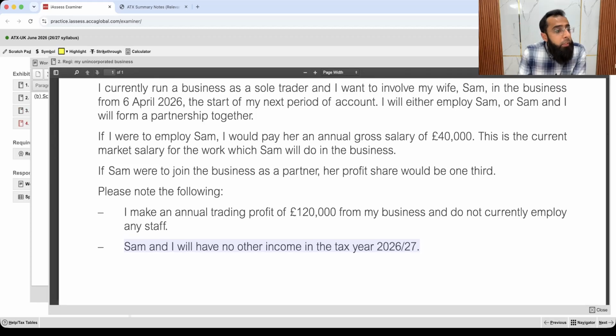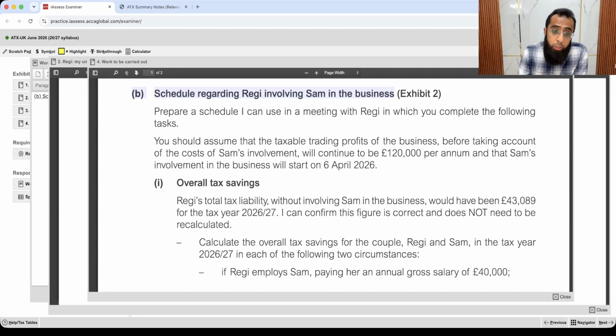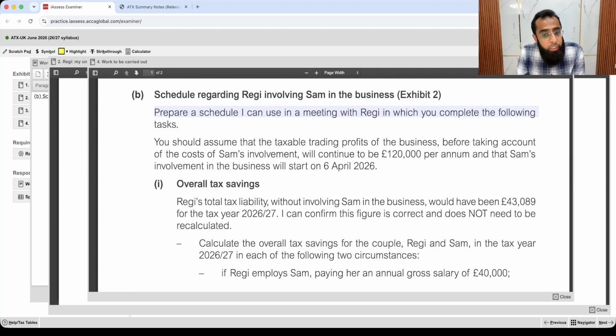Now let's read the requirement, what the examiner is asking. Prepare a schedule I can use in a meeting with Regi in which you complete the following tasks. You should assume that taxable trading profit of the business before taking account of the cost of Sam's involvement will continue to be £120,000 per annum, and that Sam's involvement in the business will start on 6th April 2026. So before Sam's involvement, the profit is 120. If we hire her as an employee, then salary will be adjusted and the trading profit will decline.